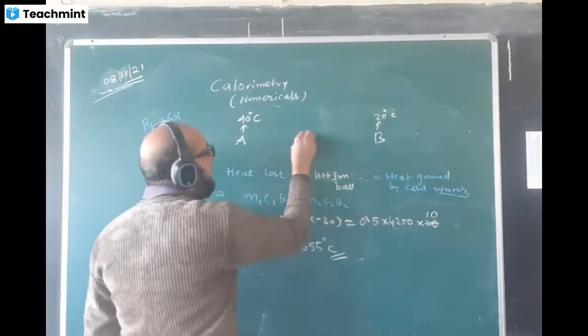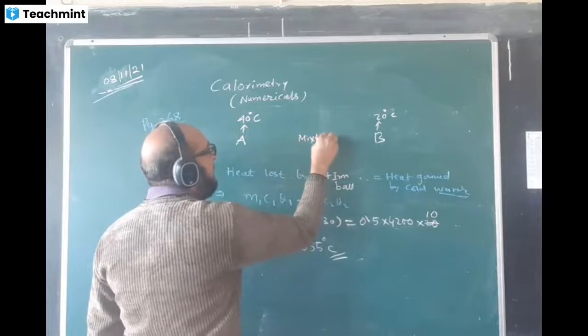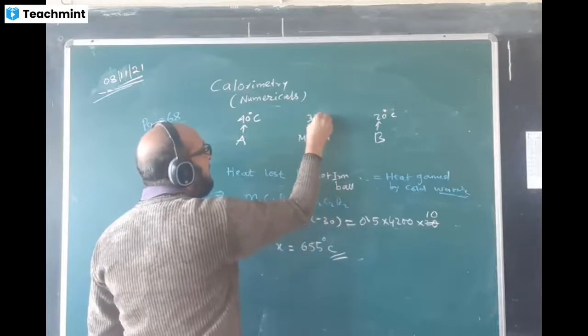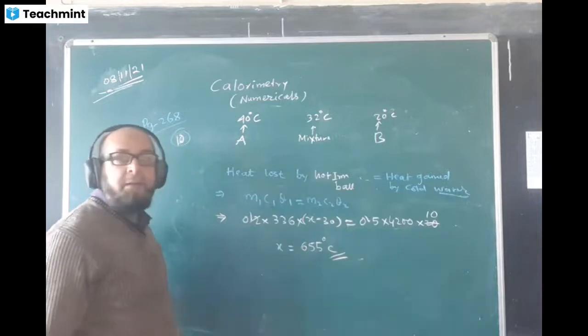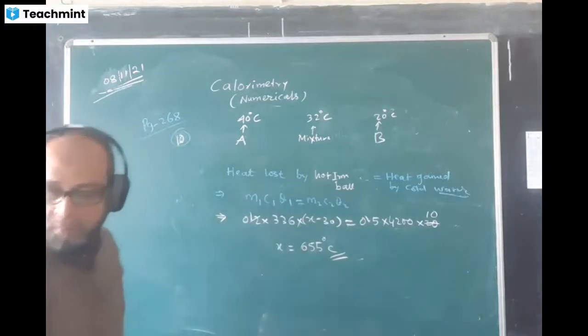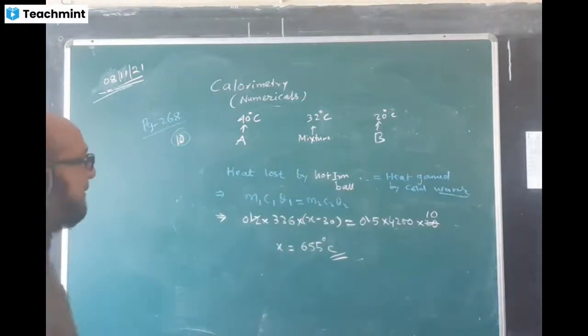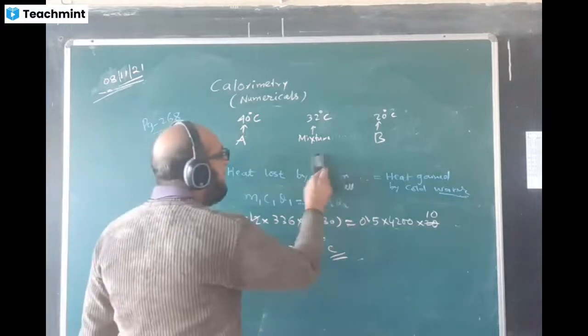And after mixing, the mixture temperature is given as 32 degrees Celsius. I think you can easily do this. How will you make the equation? Tell me, what do you write?